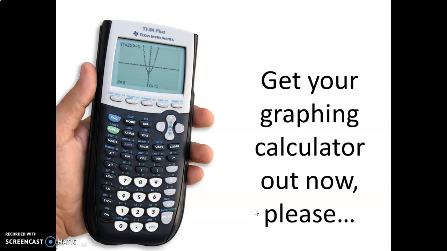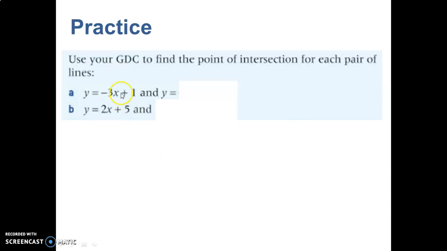All right, now you need your calculator. We'll be graphing some. So here, using your calculator, your GDC, find the point of intersection for each pair of lines. So here's one line and the second one. Graph both of those and find the intersection point. Now try these two, this one and this one.